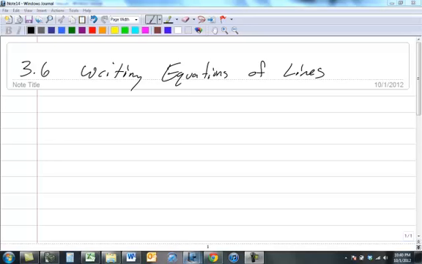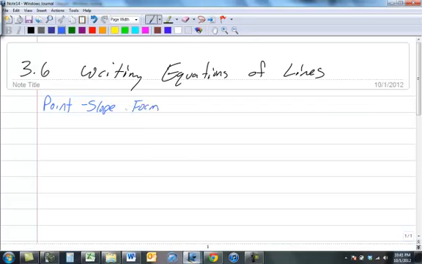All right, so next thing we're going to do is writing equations of lines. Yesterday we talked about slope. That was a review from Algebra 1 and even middle school and everything else. Today we're going to review some more stuff from Algebra 1, writing equations of lines. Now, there's two major forms that we're going to talk about in this chapter. The first one is called point-slope form.